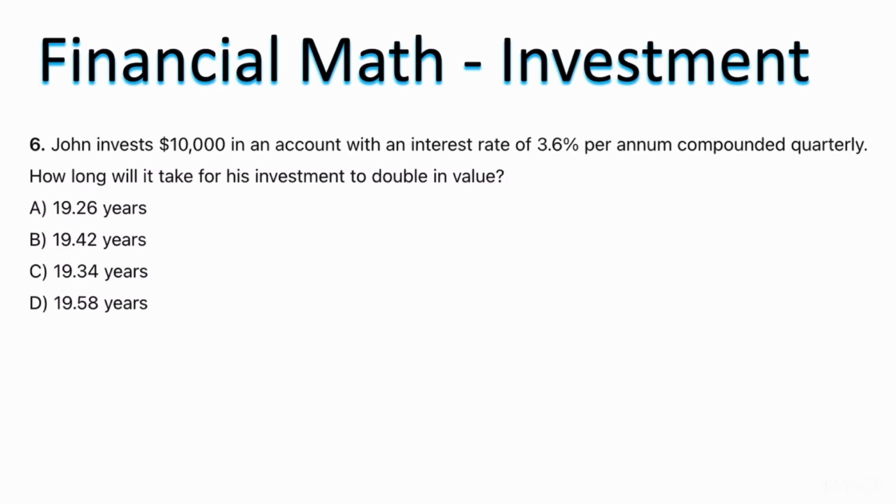Question number 6 is also financial math, but it is an investment question. John invests $10,000 in an account with an interest rate of 3.6% per annum compounded quarterly. How long will it take for his investment to double?